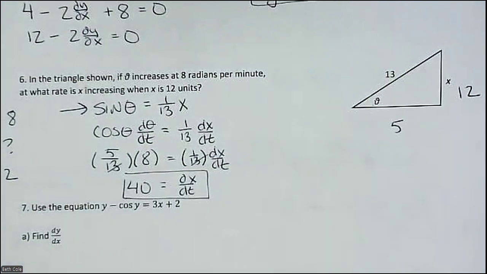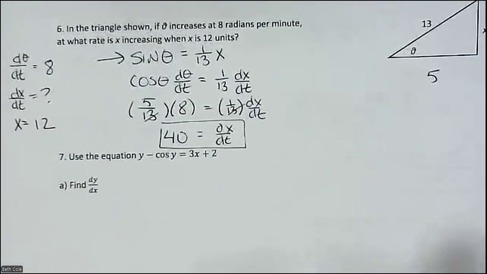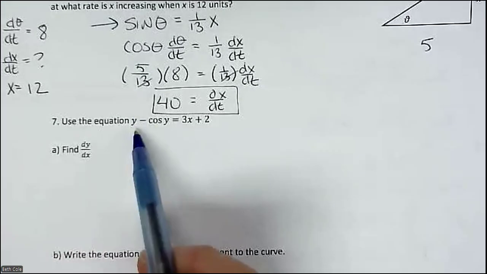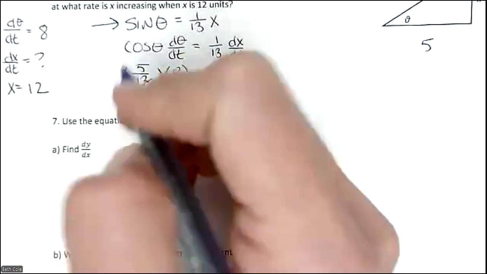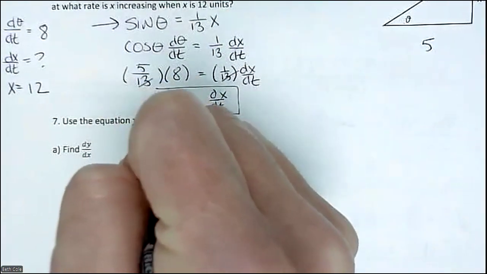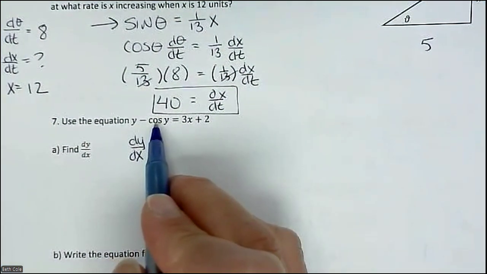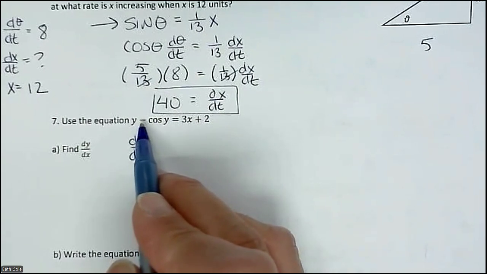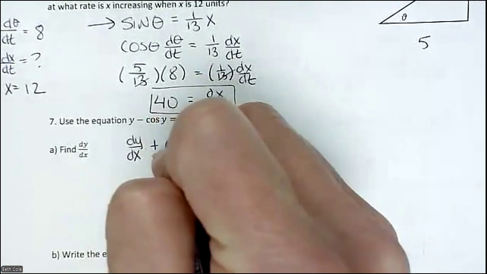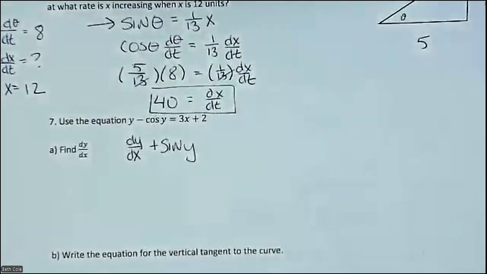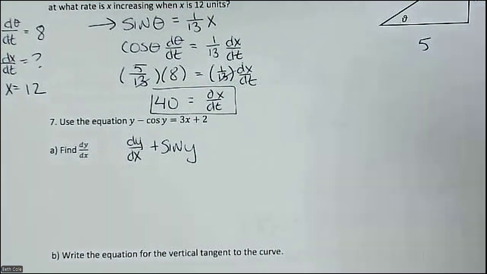All right, we'll do 7 too, and then I'll pause it again. All right, so using this equation, find the derivative. Okay, here we go. Derivative of y, dy dx. Derivative of cosine is what? Negative sine. So the negatives cancel. It's going to be plus sine of y dy dx. Good.